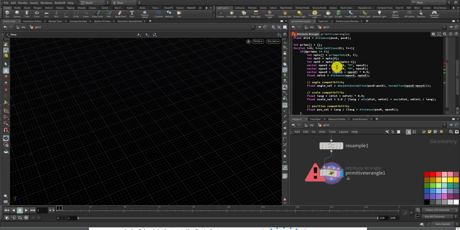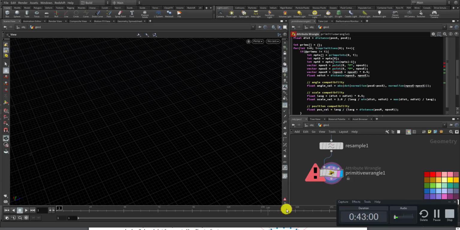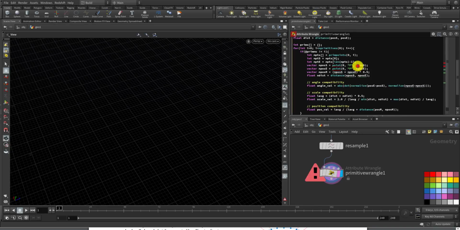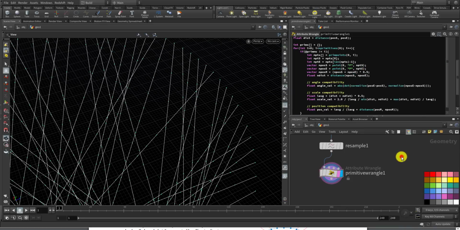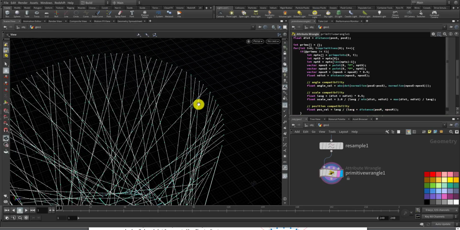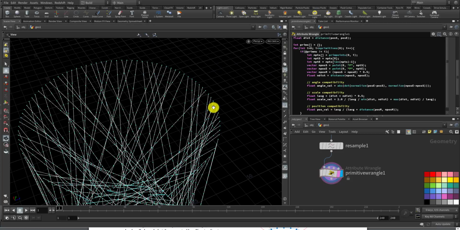Oops. Seems I have an error here. Let me check. Let me pause this a little bit. Okay, I made a mistake here. It should not be NPOS S, but it should be NPTS, since this is an index, and this will be NPTE. Okay, now the position compatibility is calculated as this: average distance divided by average distance plus distance of each the center point, the middle point for each line.